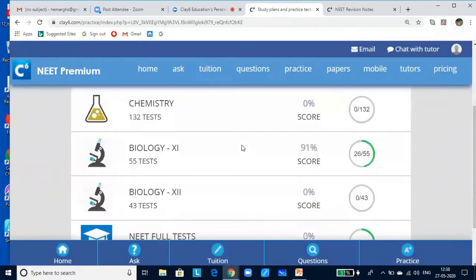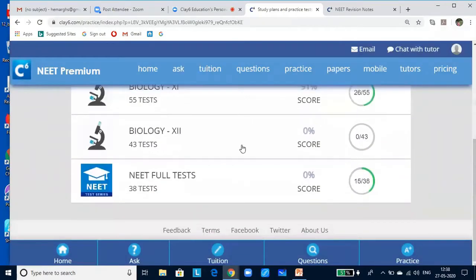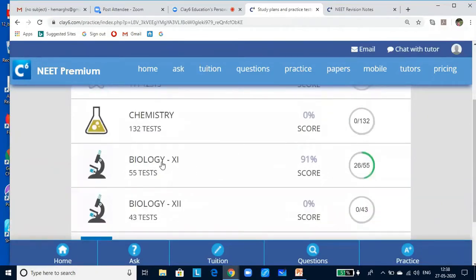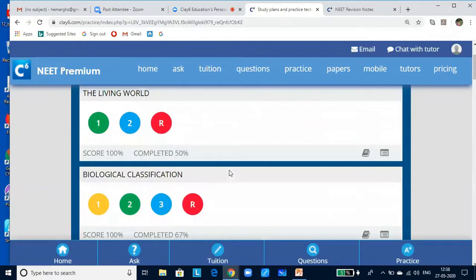Once you click here, you will be getting tests in physics, chemistry and biology, chapter wise tests and NEET full tests. I'm going to click on the biology 11 since we are doing chapters from that. And now if you look at it, you find a lot of colored bubbles in the page. Each bubble is a test.